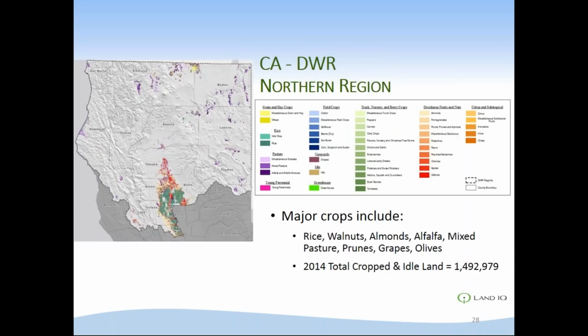So let's take a little journey from north to south in the state of California, and from a DWR region perspective, it's kind of interesting just to look at what's in each of these regions. So in the northern region, the total cropped and idle land area amounted to nearly 1.5 million acres, and the major crops include the ones that are listed here: rice, walnuts, almonds, alfalfa, mixed pasture, prunes, grapes and olives, and others. You can see the legend on the right-hand side that this is the standard legend for this 45-plus crop legend that I previously discussed.